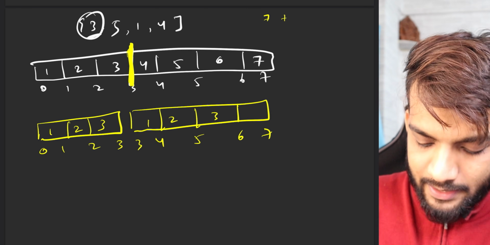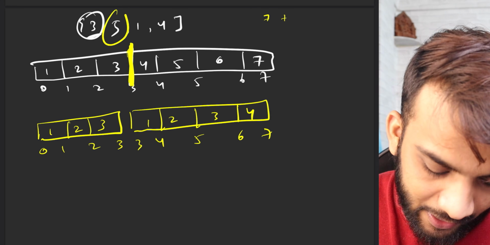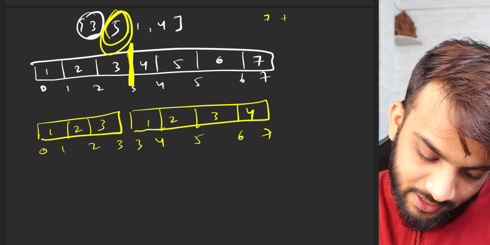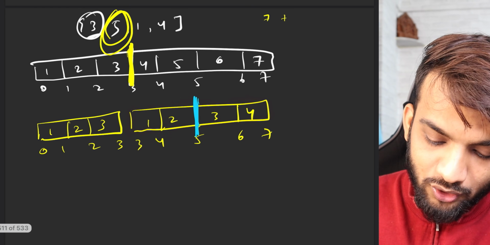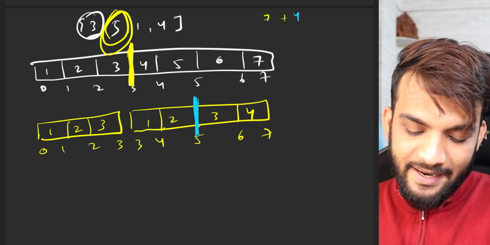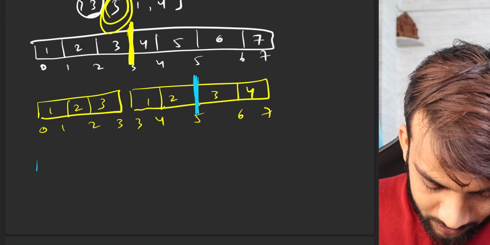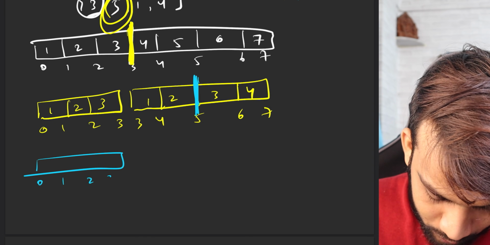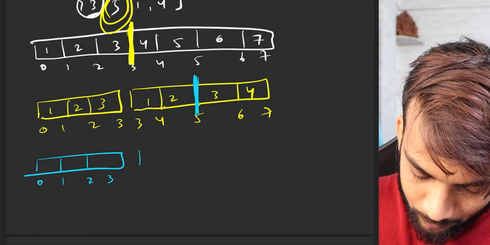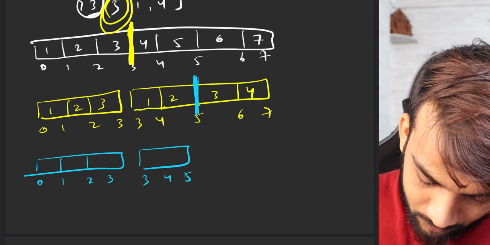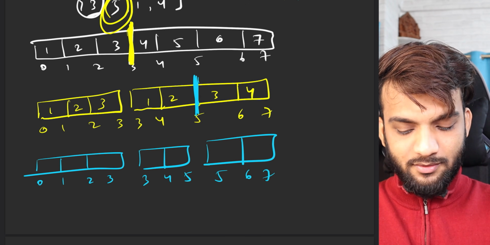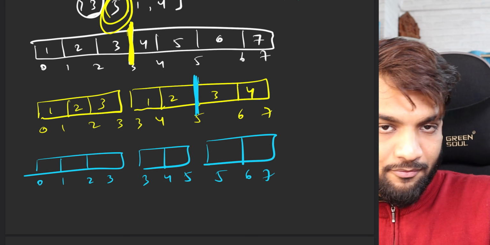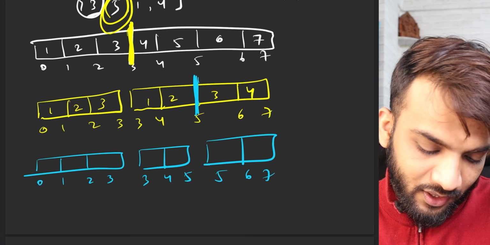Perfect. Length 4. I'm saying cut at 5, I'm saying cut it over here. So this stick is of length 4, so the cost added will be 4. After this, we will again have 0, 1, 2, 3, we will again have 3, 4, 5, and we will again have 5, 6, 7. Perfect. So we have made sure that we have done the cut at 5.